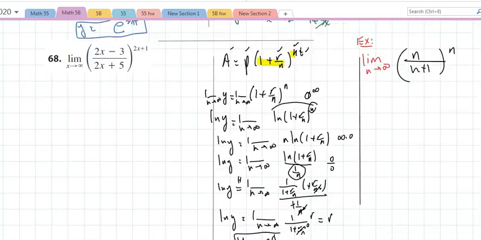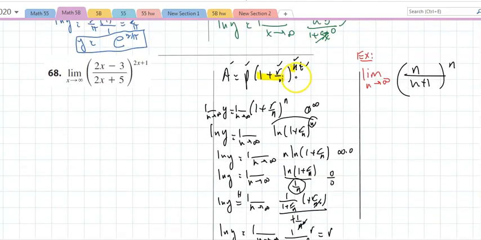And if I come up here and say, you know what? This is actually e to the r. So this is p times e to the r raised to the t, and that is p e to the rt.